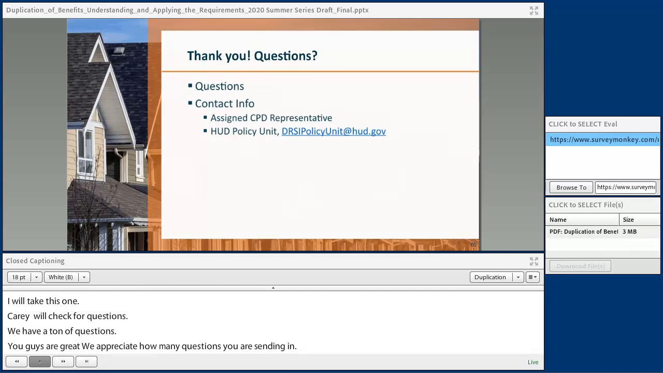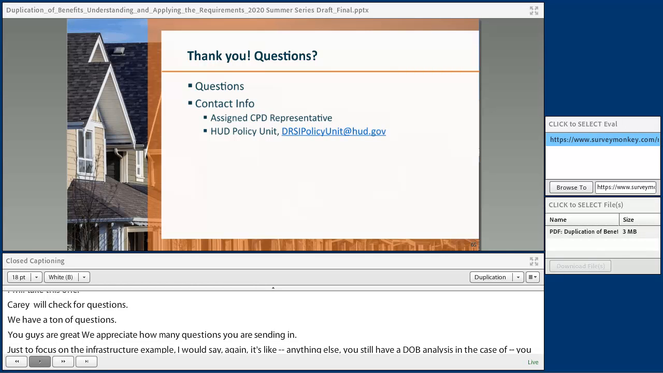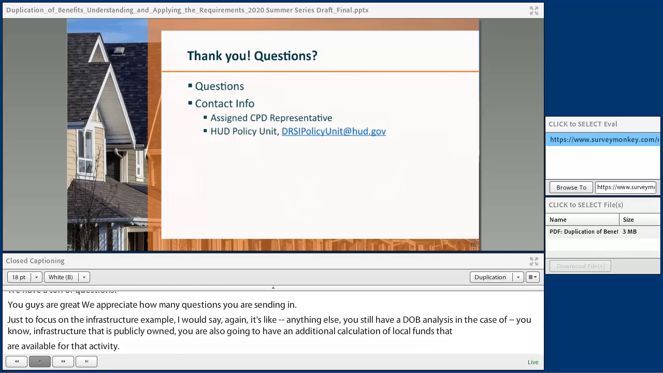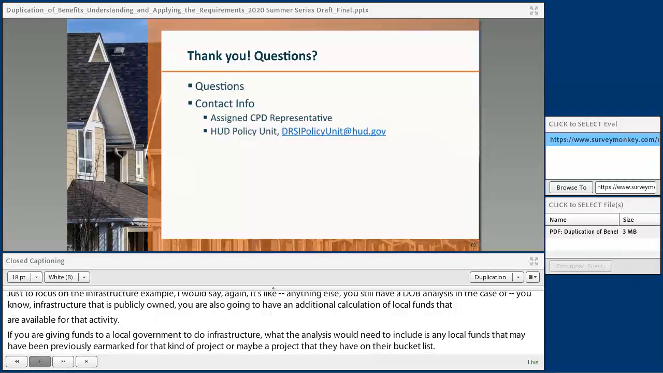If you're a state giving funds to a local government subrecipient to do infrastructure, what the analysis would need to include is any local funds that may have been previously earmarked for that kind of project, or maybe a project that they had on their bucket list to fund, had funds geared towards that project, and then now they have this DR money and they think, oh, well, we'll just use the DR money. So we can't supplant local funds, right?